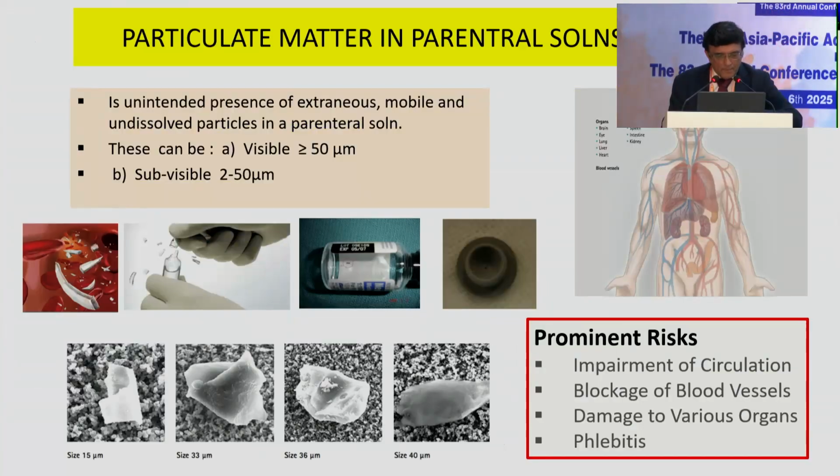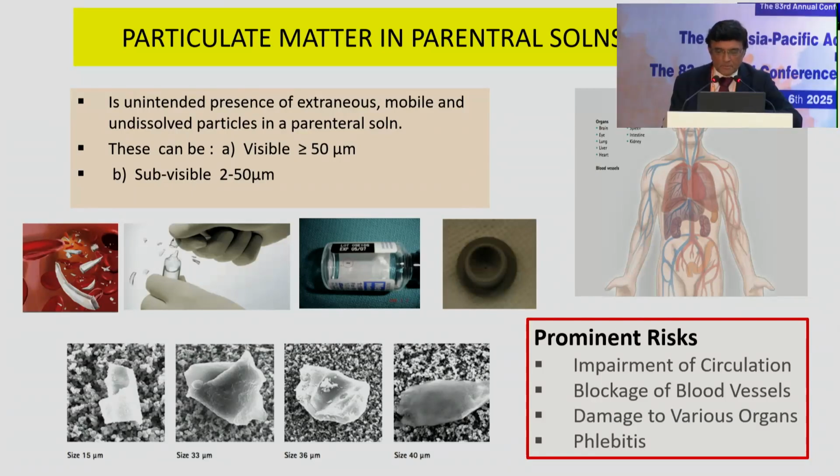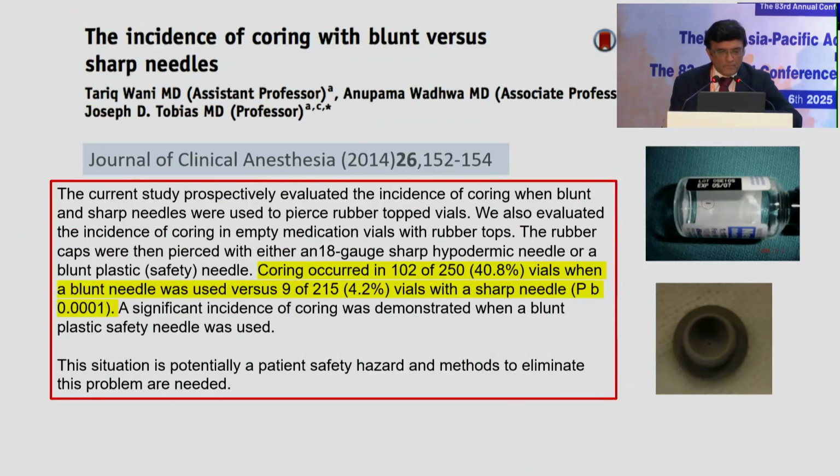We are aware that particulate matter can get into parenteral solutions and it can cause impairment of circulation, blockage of blood vessels, damage to the organs, including phlebitis. These particles can be more than 50 microns or can range between 2 to 50 microns. Whenever we puncture a wire through the rubber, a coring occurs, and it's been shown that it can be as high as almost 50% of the time the rubber is punctured, depending on whether a blunt or a sharp needle is used.